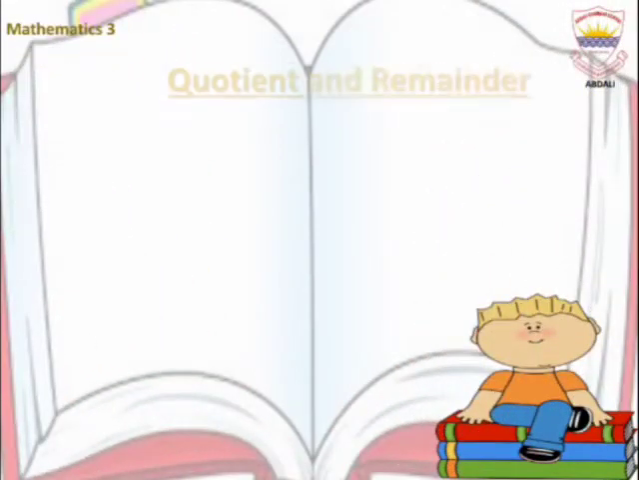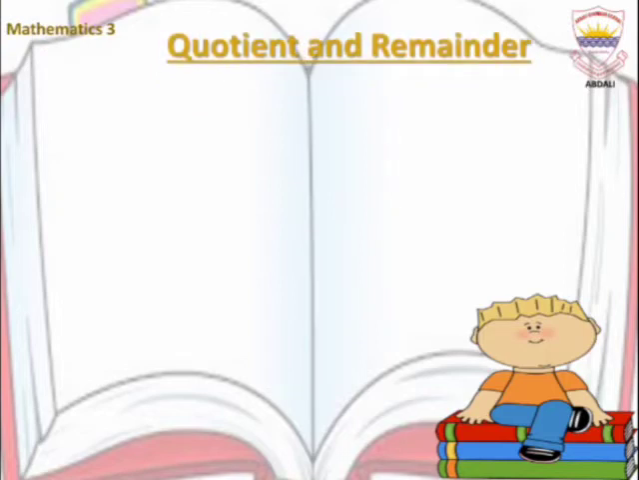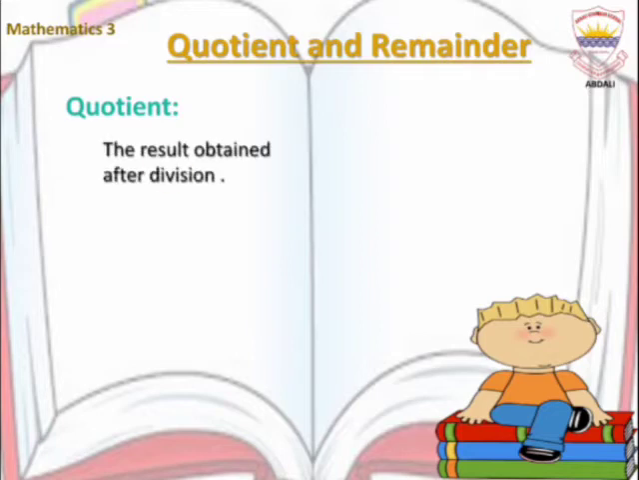Today our topic is Quotient and Remainder. Student, tell me what is quotient? Yes, students. The result obtained after division is called quotient.